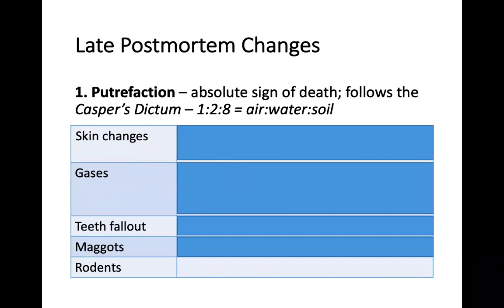Late postmortem changes. Okay, so we have putrefaction, absolute sign of death, follows Casper's dictum. 1:2:8, air, water, soil. Ibig sabihin, mas matindi sa air or mas mabilis yung putrefaction sa soil. Alright? Ibig sabihin, mas matindi. 8 eh. Or 1:2:8. So, mas madami sa soil than water than air. Kasi sa soil, nandun yung mga bacteria natin.